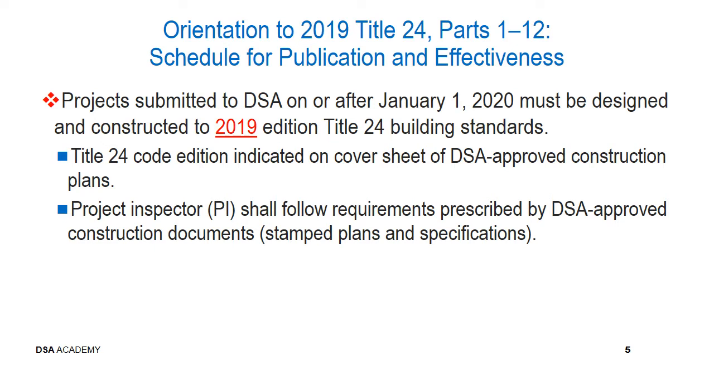Continuing on with the publication and effectiveness for parts 1 through 12. So for those projects that have been submitted to us on or after January 1st of 2020, those must be designed and constructed in accordance with the 2019 edition of the building codes. And the Title 24 Code Edition that's indicated on the cover sheet of the DSA approved construction plans is the one that will be effective. You may see during the course of your inspection some projects that are still in accordance with the 2016 version, depending upon when the project was initially submitted versus when the 2019 was effective. So you as project inspectors need to follow the requirements as prescribed on the DSA approved construction documents, and those include the stamped plans and project specifications.